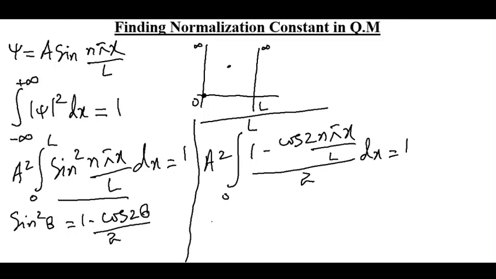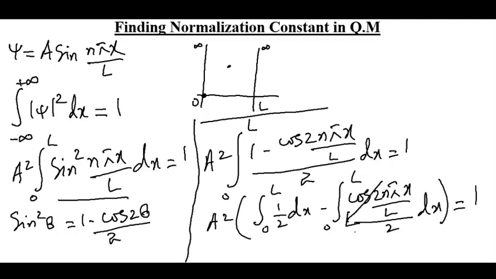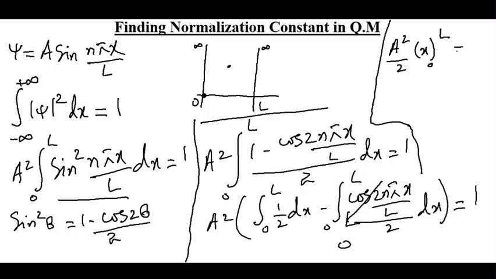And after the break, this integral becomes integral 0 to L of 1 by 2 dx minus integral 0 to L of cos 2 n pi x divided by L whole divided by 2 dx. Now when we solve this second integral and put the limits 0 to L, this becomes equal to 0. So this term will vanish, and we are only left with the first integral, which is A squared divided by 2, and this is x, and the limits are from 0 to L, is equal to 1.